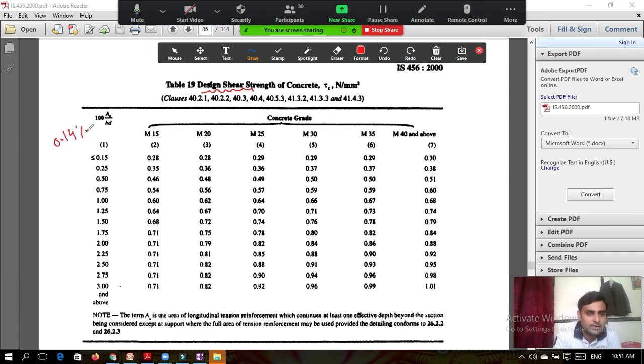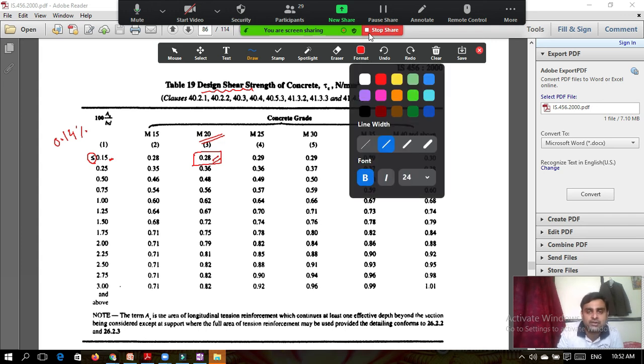0.14% is our percentage of steel. And what is our grade of concrete? M20 is the grade of concrete. So for 0.15% and less than or equal to 0.15, the sign given is less than or equal to. For 0.15% or less, the value is 0.28. So remember this value, 0.28 is the allowable shear stress.